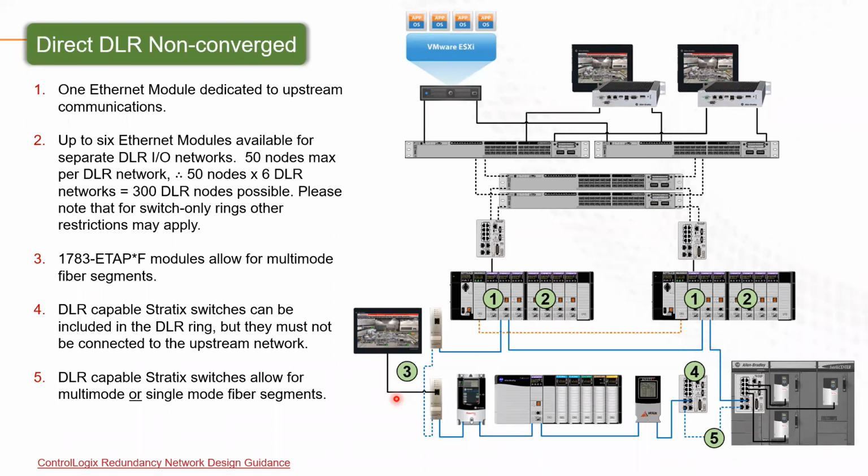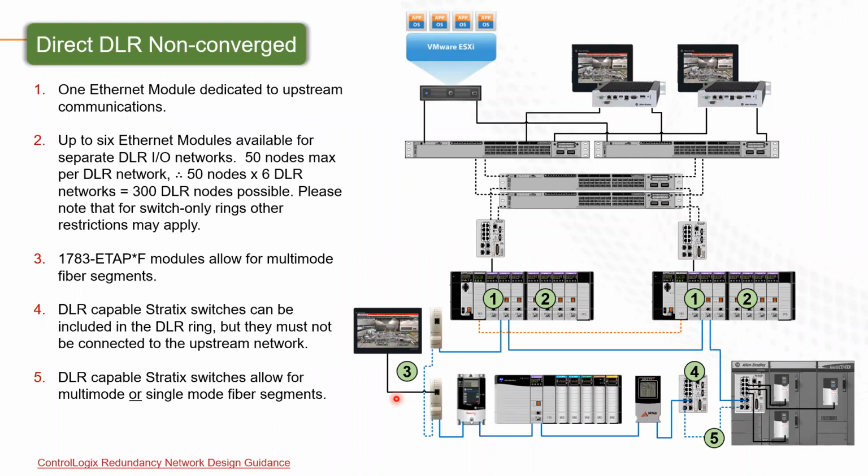We have also used them as media converters for multimode fiber also. The only takeaway is if you do use them as media converters, each ETAP does count as one node address. So that will count against your 50 nodes that you're allowed on the network.